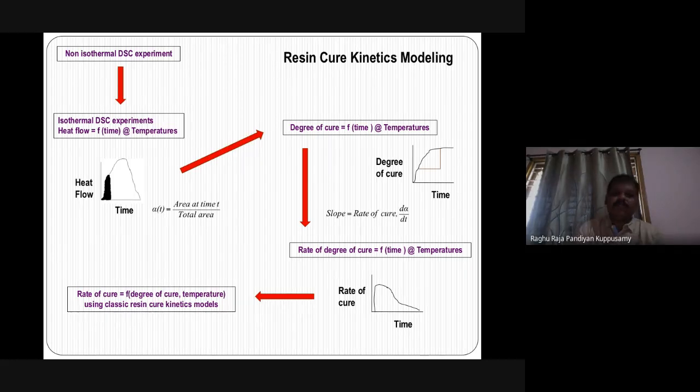So first you have to conduct a non-isothermal DSC experiment. For example, I keep a few milligrams of resin sample, pre-accelerated, pre-catalyzed, and load it into the DSC. Non-isothermal, for example, 10 degrees per minute ramp, and you will get a curve with enthalpy versus time data. With that, you should find out what my onset temperature is, when my reaction starts, when my reaction peaks, and when my reaction ends. So these data you will get from the non-isothermal method.